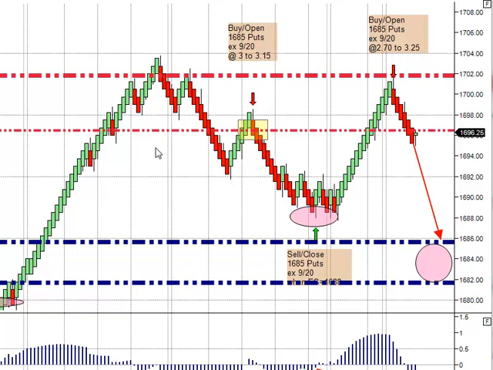So this is the way that I analyze the market. How we trade it, well, that's where the options come in. And that's what this program is about. Showing how we evaluate the market and then how we use options to reduce the risk to participate.